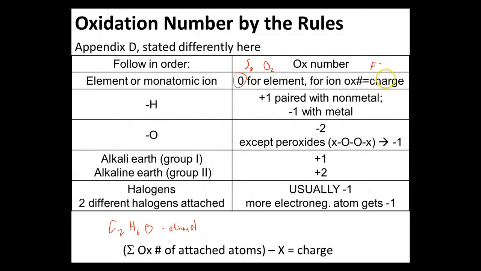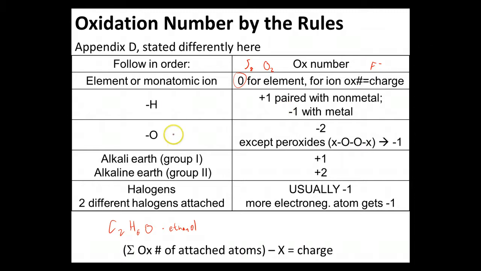Now if we have an ion, like F minus, that's going to have a -1 oxidation number because that's what the charge is. The next tier down, we say that hydrogen is always going to be +1 when it's paired with a nonmetal, or -1 when it's paired with a metal. The reason for that, remember, is that hydrogen is totally middle of the road for electronegativity. If it's with a nonmetal, it has the weaker electronegativity, and so it ends up with a positive charge. If it's with a metal, it's more electronegative than the metal, so it's going to steal the electron and end up with the -1 charge. So that's a little bit of the why behind that rule.